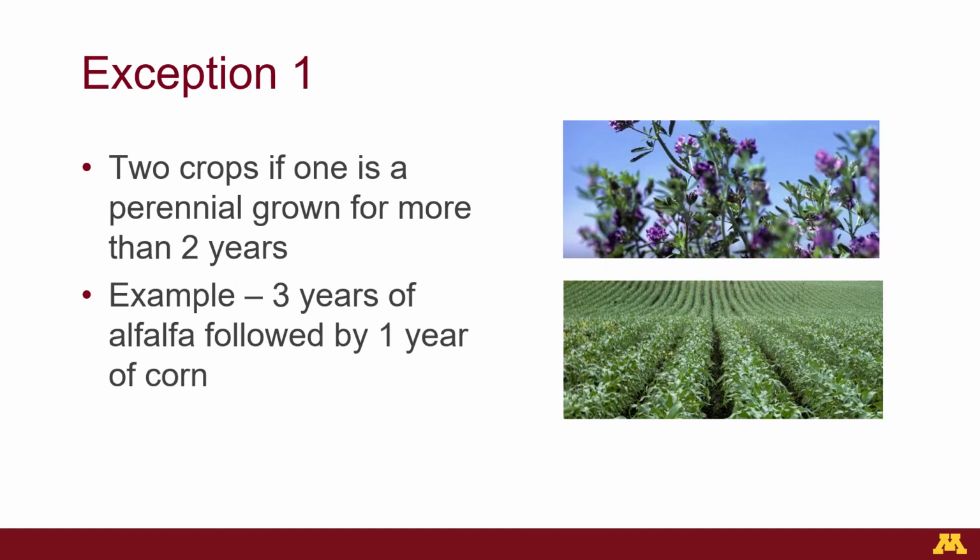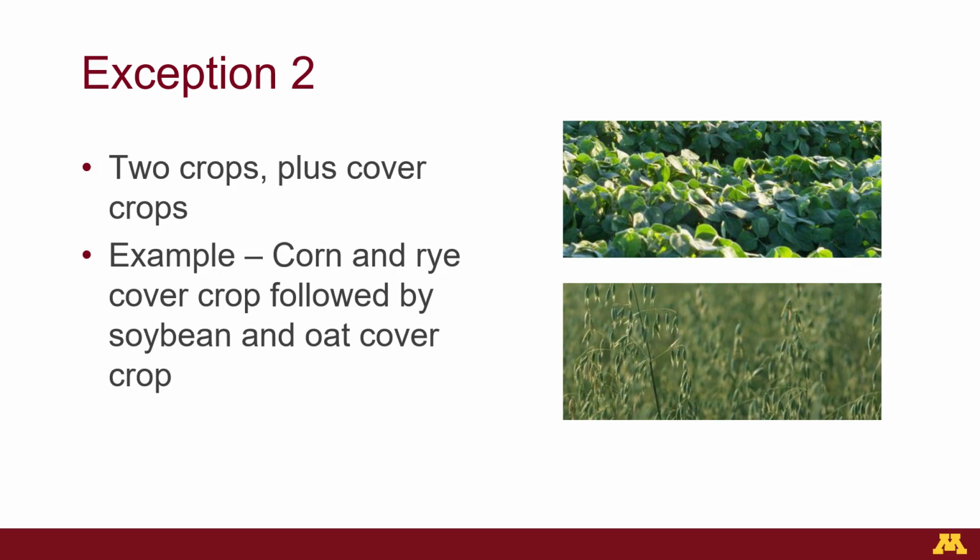There are a few exceptions to the rule. A rotation can have only 2 crops if one of the crops is a perennial that is grown for more than 2 years. For example, alfalfa grown for 3 years, followed by a year of corn. The second exception is if 2 annual crops are grown with a cover crop in between. For example, a corn and soybean rotation with oat and winter rye cover crops.